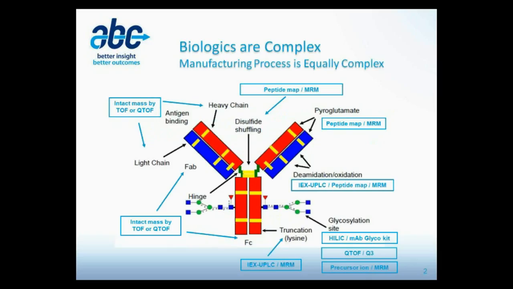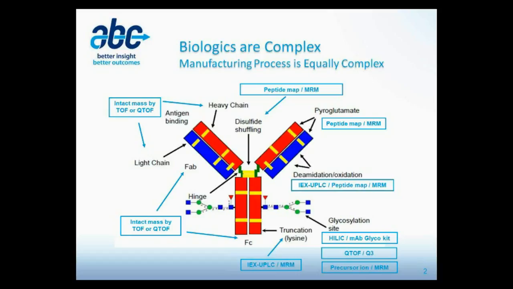So this is an example of a diagram of a monoclonal antibody where it shows different areas that the MRM can be used. MRM, because it is targeting a specific peptide or a specific mass, for as long as there are differences in the mass, you can design an assay for.